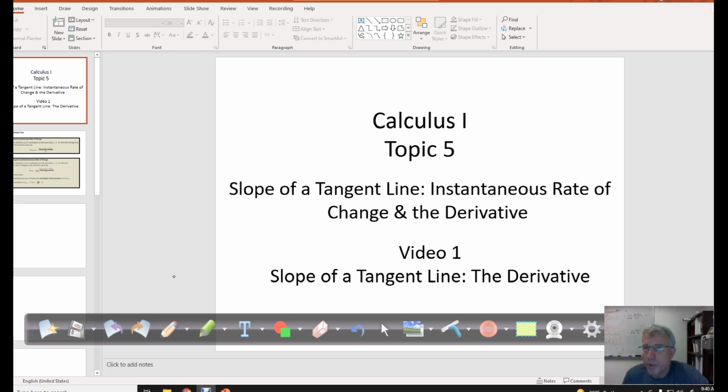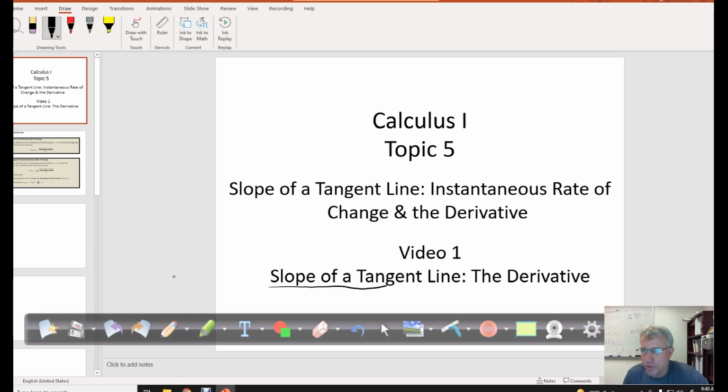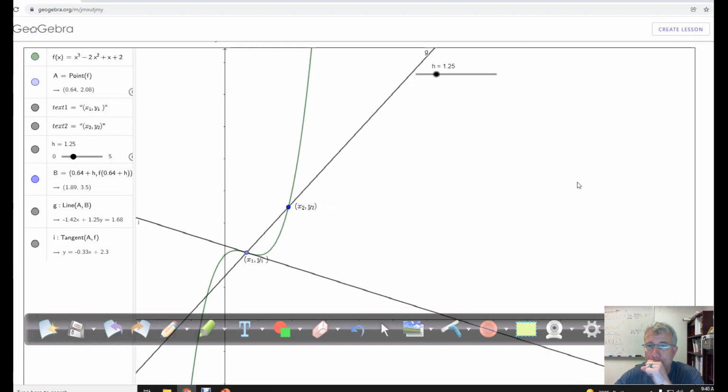So in this video, we are going to look at the difference quotient that we used in the previous homework assignment to calculate slopes of secant lines. And we're going to look at how to use the difference quotient to find the slope of a tangent line. And the process of using the difference quotient to come up with the slope of a tangent line, we're going to define the derivative of a function.